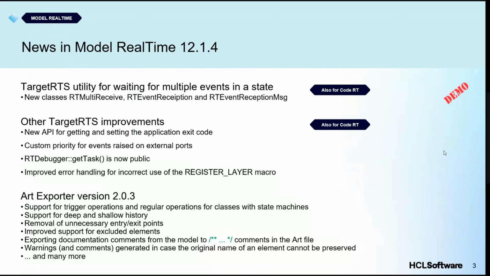So the version of the latest art exporter is 2.03, which you can get from the utilities page on the Model RealTime Info Center. So I will not go through in detail exactly what it contains, but you can read some of the improvements here on the slide, and there are actually many more that I didn't list here.